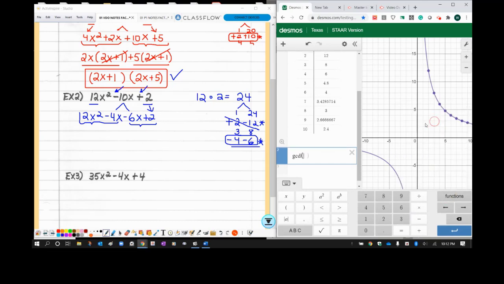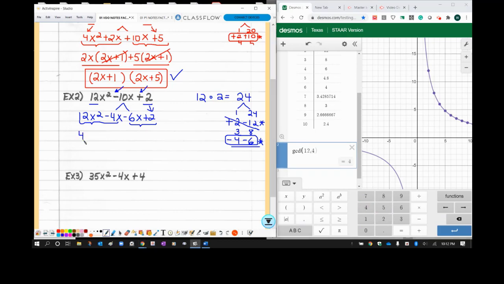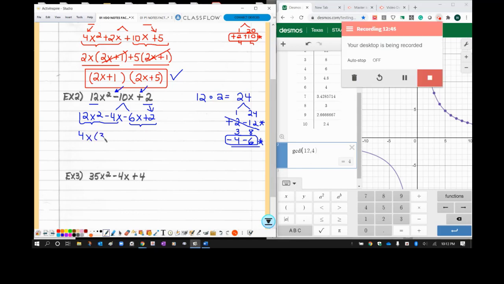And click GCD. 12 comma 4 will be 4. And then, can I factor out an x? Yes, I can. 12 divided by 4 is 3. I had 2 x's. Take away 1 x is x. Negative 4 divided by 4 is negative 1. I had 1 x. 1 was taken away. None is left. Bring down the negative.